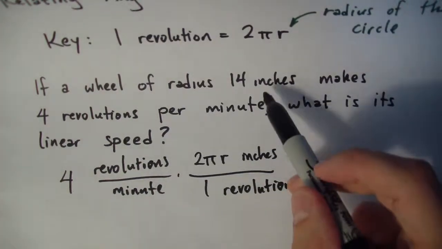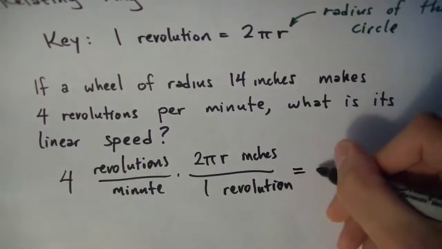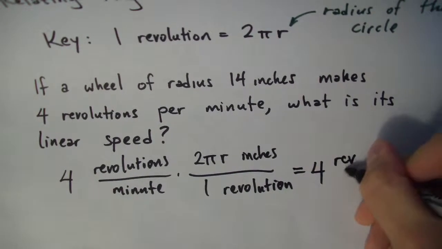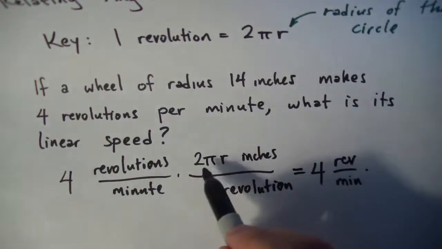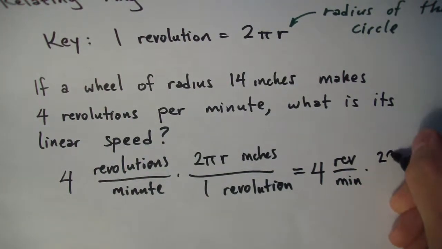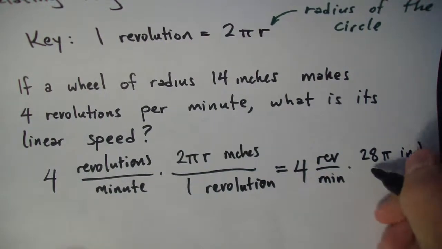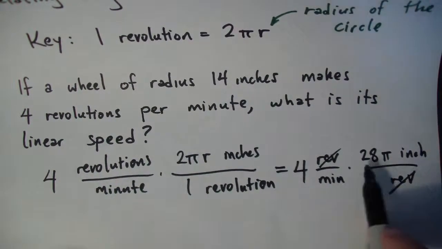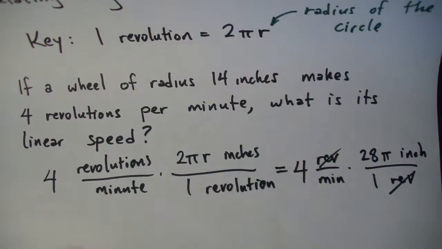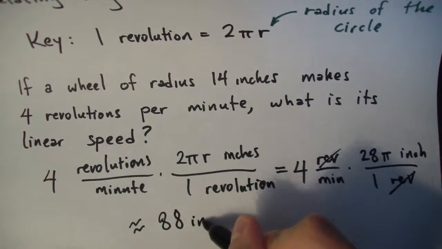Again, because with 1 full revolution the wheel will have gone 2 pi r inches. And since r is 14 here, we can just rewrite this as 4 revolutions per minute times 14 times 2 pi, which is 28 pi inches per 1 revolution. So now the revolutions cancel, and we're left with inches per minute. This comes out to be about 88 inches per minute.